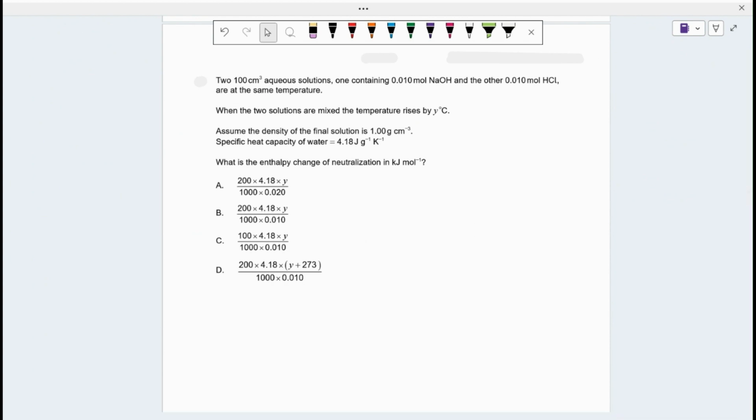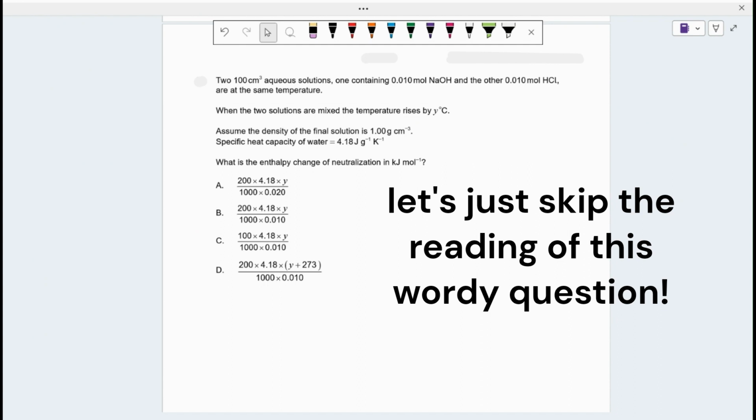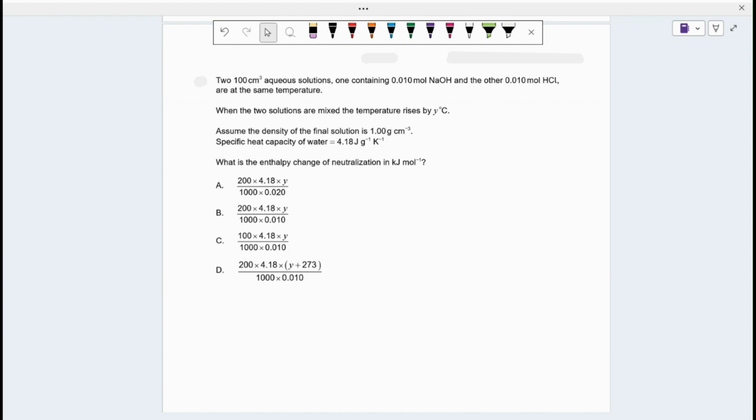We have two 100 centimeter cubed aqueous solutions. One contains... We're looking at the enthalpy change. And we're told that the density of the solution is this, and the specific heat capacity of water is 4.18. So we'll be using Q equals mc delta T. We're trying to work out Q. We've got our mass, which would be 200, because we have two 100 centimeters cubed.